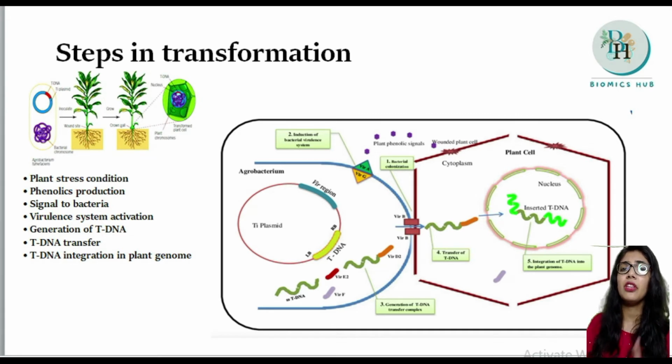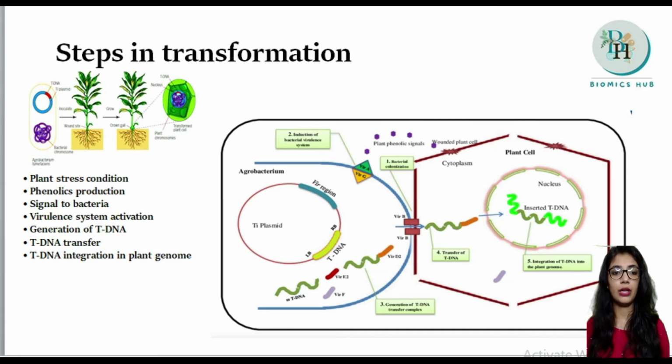What happens at first? There is some stress condition which the plant is producing, or due to some wound which has been produced. Okay, when the wound is produced, the plant releases some phenolic products, and these phenolic products are sensed by the bacteria. After the bacteria senses the phenolics, what does it do? It helps in activation of the virulence gene. See here, there has been activation of the virulence gene. After the virulence gene has been activated, the tDNA which was present in the TI plasmid is now ready for transformation. Now there is generation of tDNA.